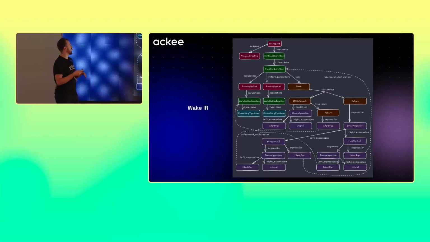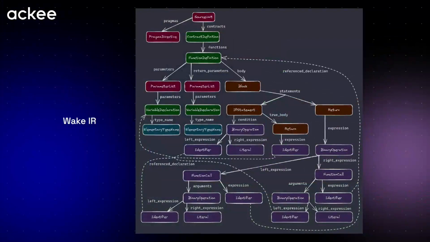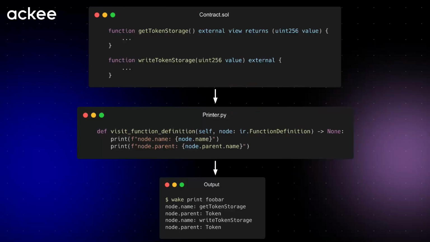This is just a big picture, and we don't need to dive too deep, but this is how the IR nodes and the whole tree of the model look. If we stay at the top, we have the contract definition in the green square, and after that the function definition. We can check it on an example contract that has two functions, get token storage and write token storage, and we want to write a printer.